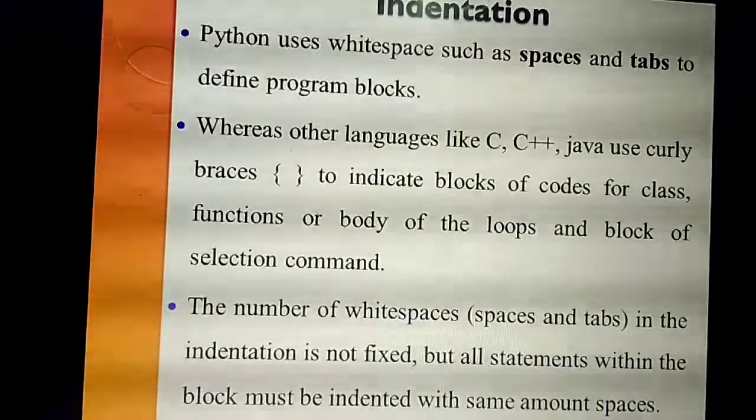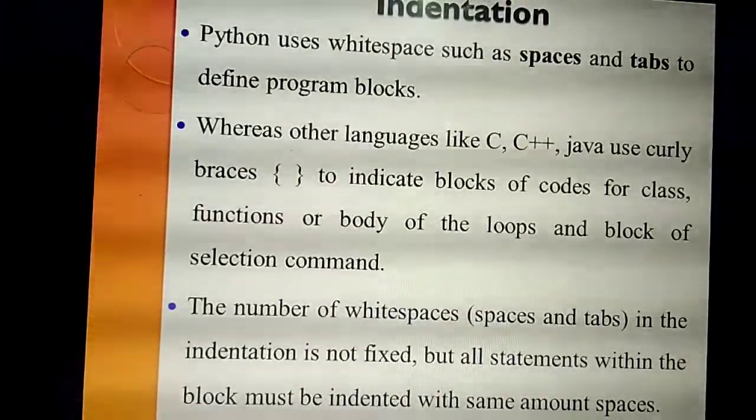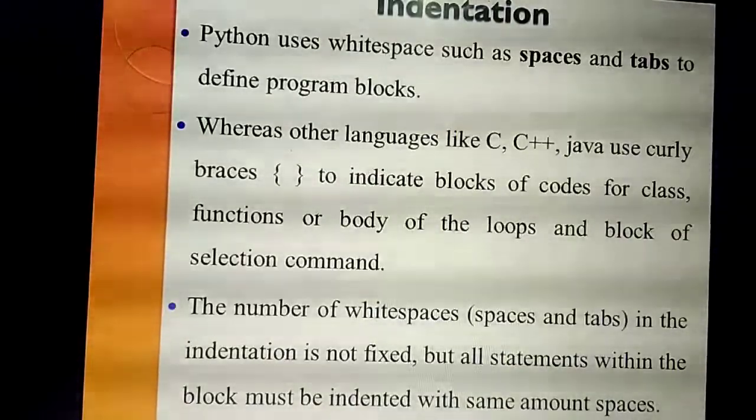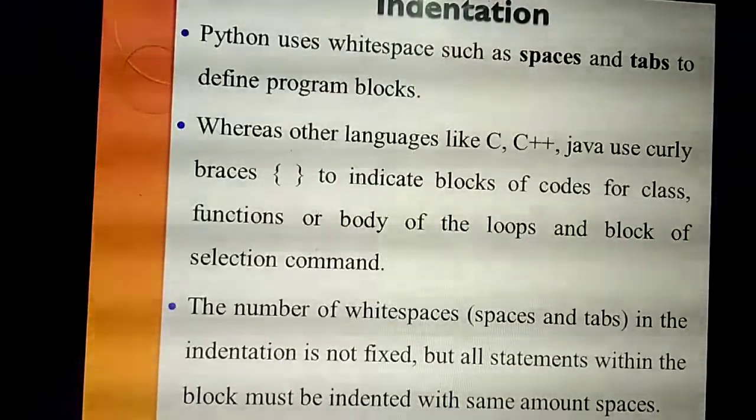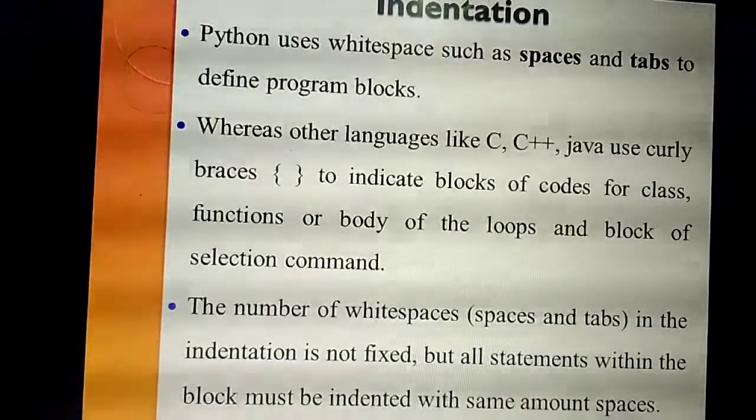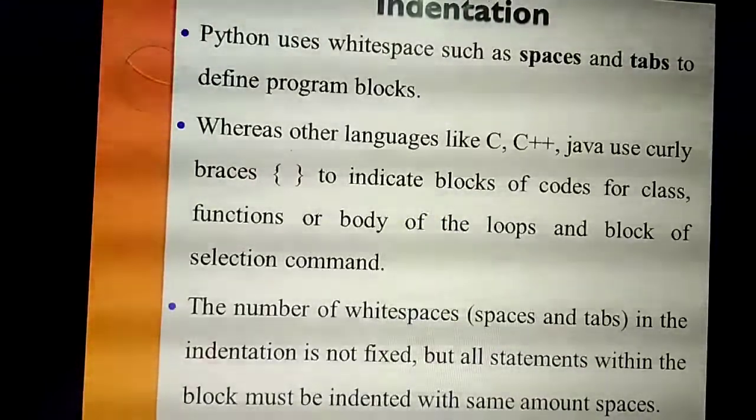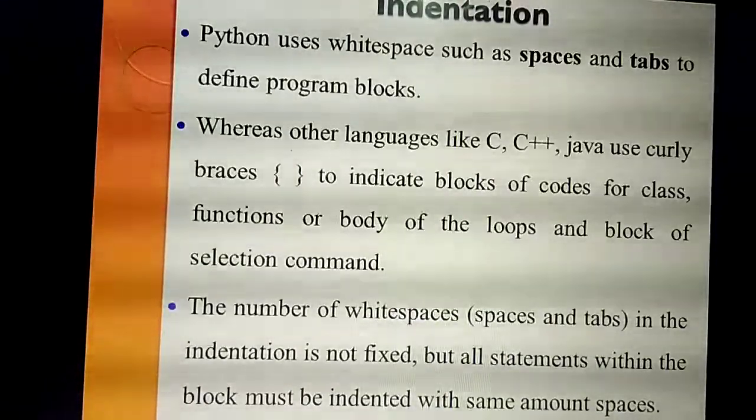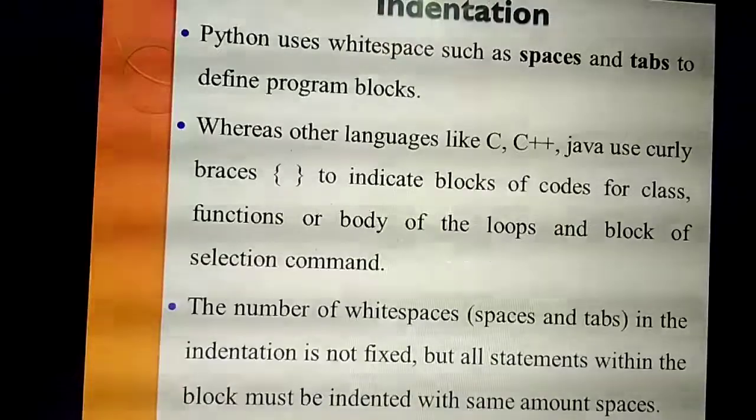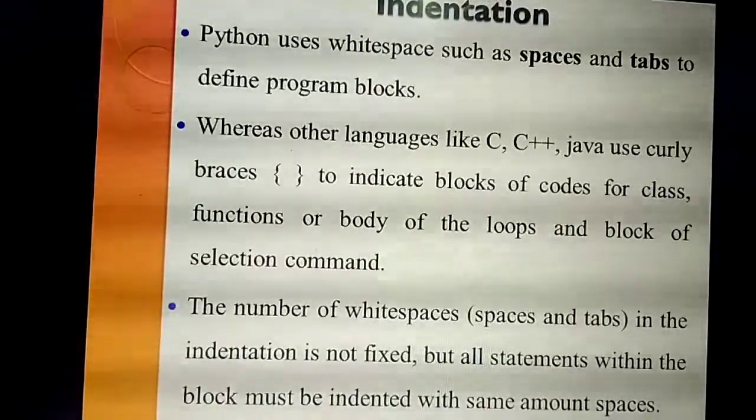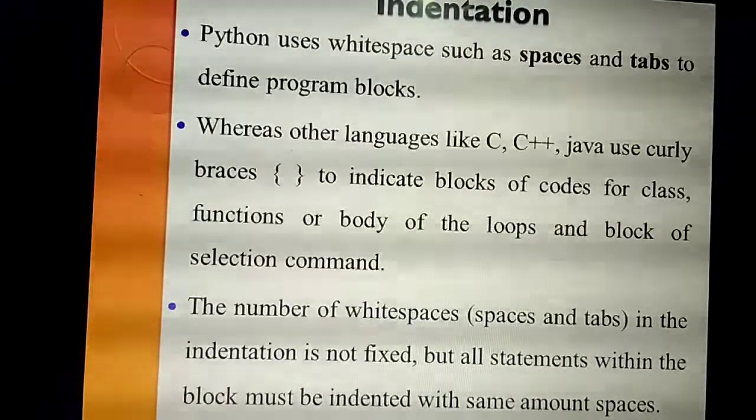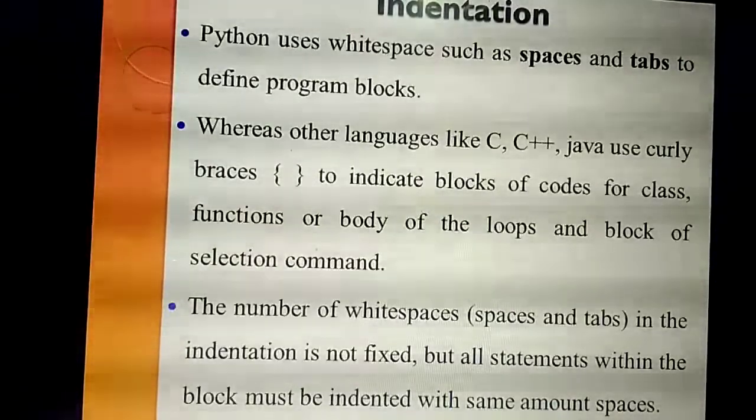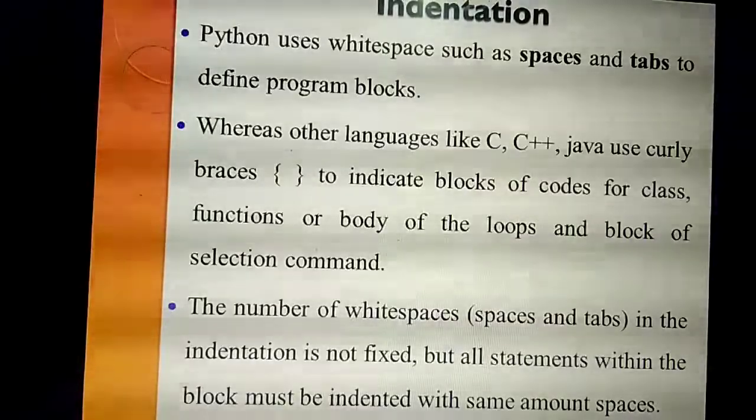Understood? For example, the first line you use a 2 space tab and the next line a 4 space tab. That's not correct. How many spaces you use is not fixed, but if you are using 2, then till the end of the function you should use the same. Understand what I am telling? So what do you mean by indentation? Indentation represents spaces and tabs in program blocks. Instead of curly braces to represent the block, here you are using spaces and tabs.